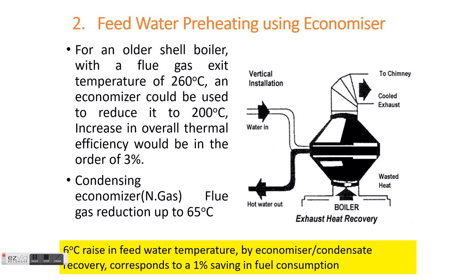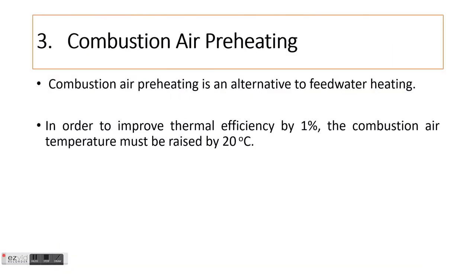For a modern 3-pass shell boiler firing natural gas with a flue gas exit temperature of 140 degrees, a condensing economizer would reduce the exit temperature to 65 degrees, increasing thermal efficiency by 5%. 3. Combustion air preheat. Combustion air preheating is an alternative to feed water heating. In order to improve thermal efficiency by 1%, the combustion air temperature must be raised by 20 degrees. Most gas and oil burners used in a boiler plant are not designed for high air preheat temperatures.